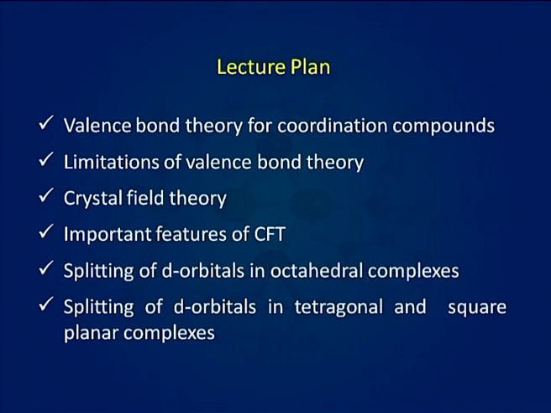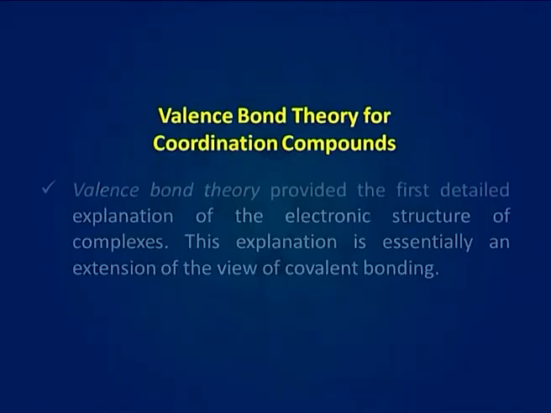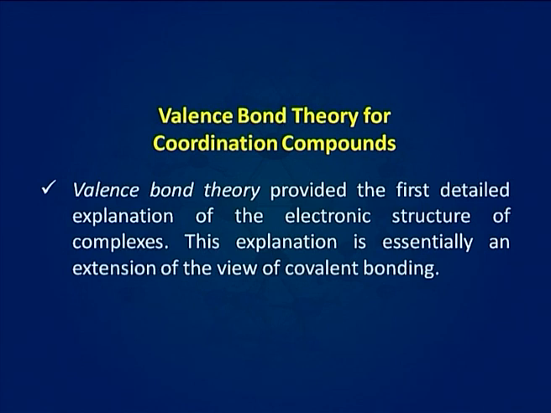and square planar complexes. Bonding theories for coordination compounds should be able to account for structural features, colors and magnetic properties. Valence bond theory provided the first detailed explanation of the electronic structure of complexes. This explanation is essentially an extension of the view of covalent bonding. According to this view, a covalent bond is formed by the overlap of two orbitals, one from each bonding atom. In the usual covalent bond formation, each orbital originally holds one electron, and after the orbitals overlap, a bond is formed that holds two electrons.